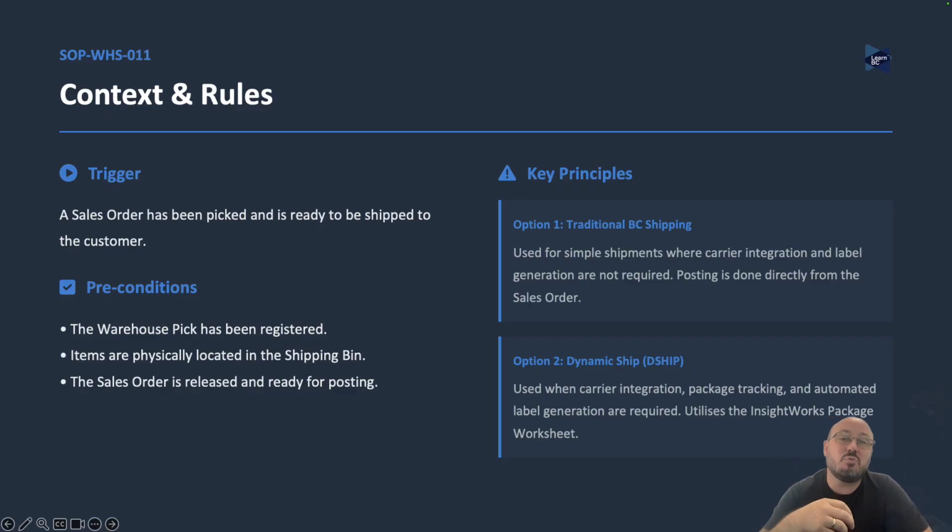And again, if you're in the warehouse, that's nothing to do with you. That should have already been done. But you need to be aware of it. And commonly, this is where mistakes happen, where sales rush through a sales order and release it, and they don't have the details on it. So just be aware. Key principles here: traditional shipping is used for simple shipments, okay?